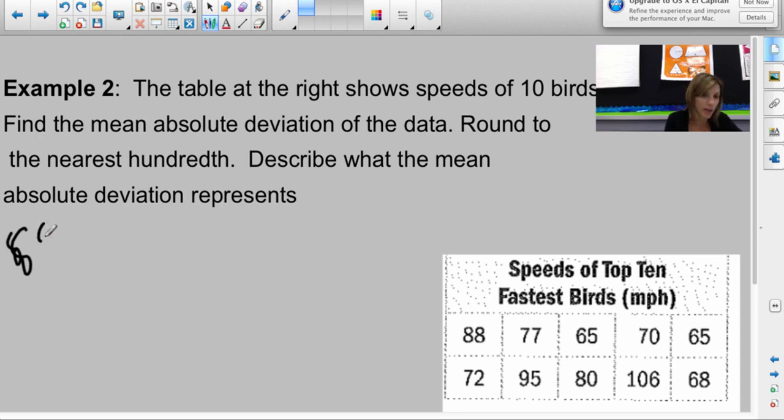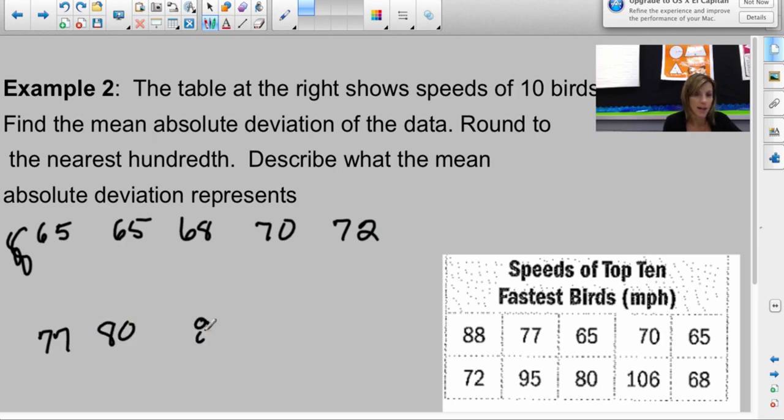We're having troubles. Okay, 65, 65, 68, 70, 72, and then 77, 80, 88, 95, and 106. So those are our data points in order. We are now going to need to add them up and find the mean.